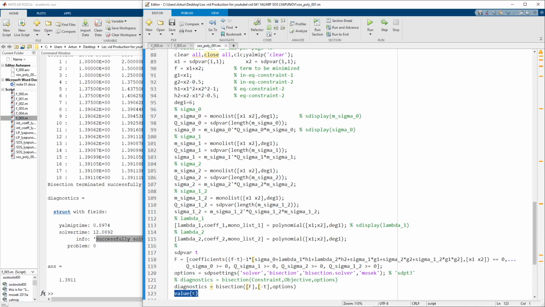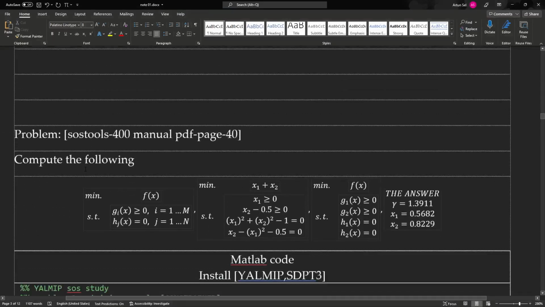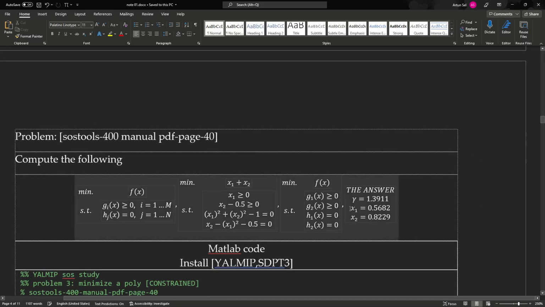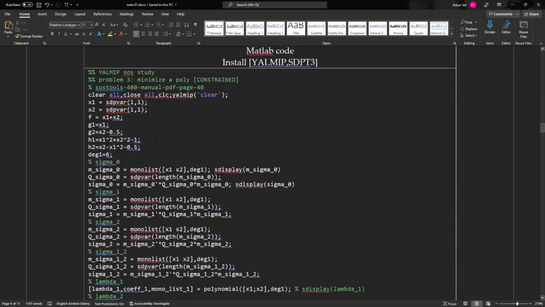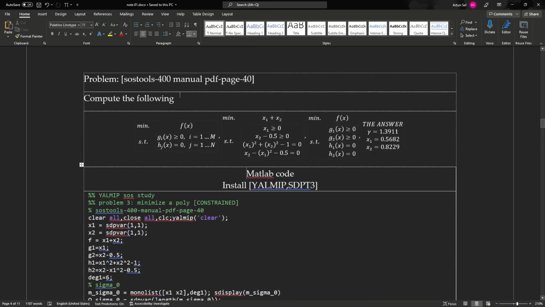So the minimum of this term is 1.3911. And the answer is correct. If you look at the SOSTOOLS 400 manual PDF, page 40, you will see that. And here are the corresponding MATLAB codes. You can download this documentation from the GitHub page. The link is in the description down below.